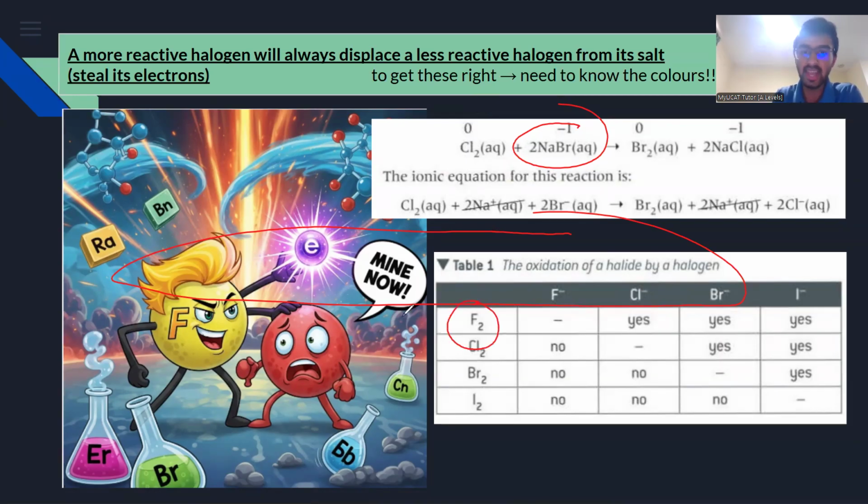So fluorine is able to act as an oxidizing agent with anything, and that's why we have fluorine in this cartoon here. Chlorine is able to be an oxidizing agent for anything below it, like bromine or iodine. So if we think about this reaction up here, chlorine plus NaBr is going to make bromine element and NaCl, or bromine molecule.